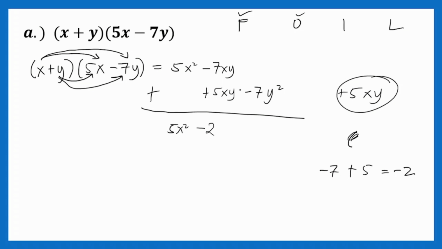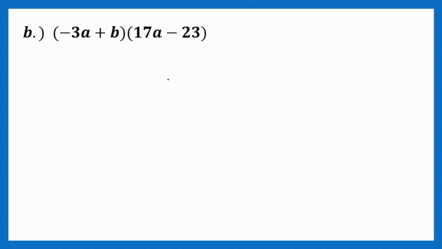Now, like terms. Nag-a-add tayo, right? So, wala kang gagawin kahit ano dito sa variable. Kokopyahin mo lang siya. Okay? Kinopya lang natin. Then, bring down negative 7y squared. And this is now the final answer: 5x squared minus 2xy minus 7y squared. Ayan. So, that's it for letter A. Alright, very good kung nakuha mo yung tamang sagot for letter A. Let's proceed to letter B.